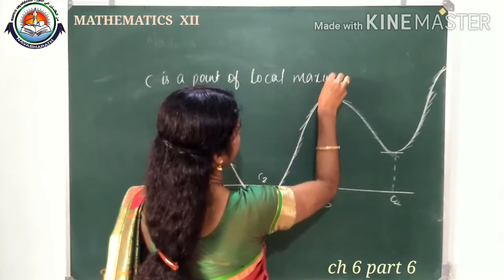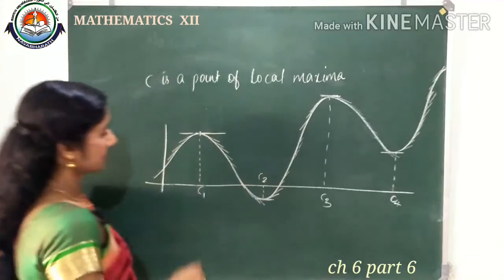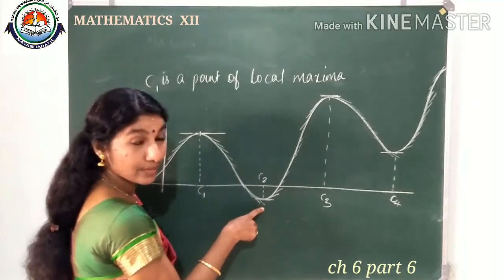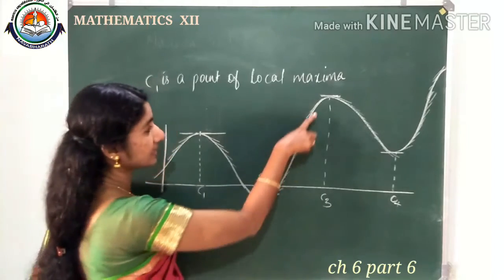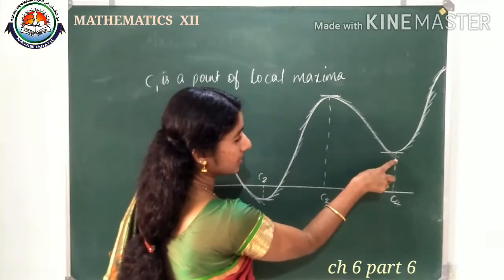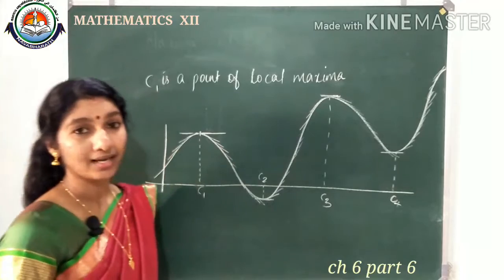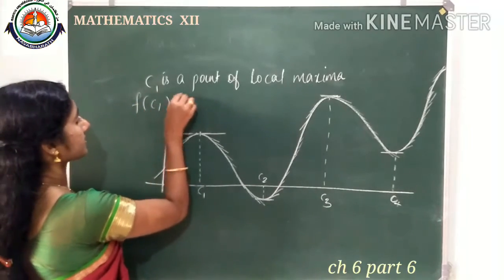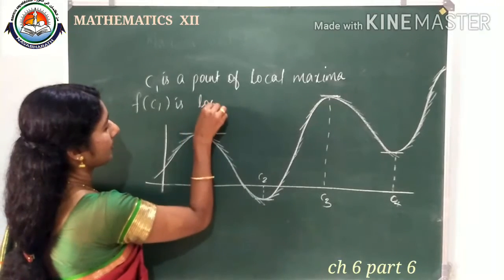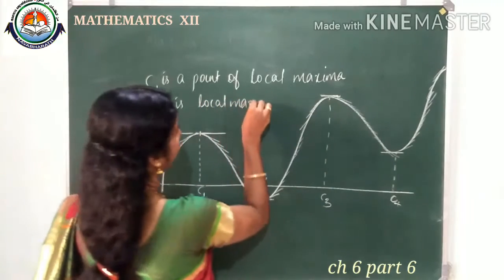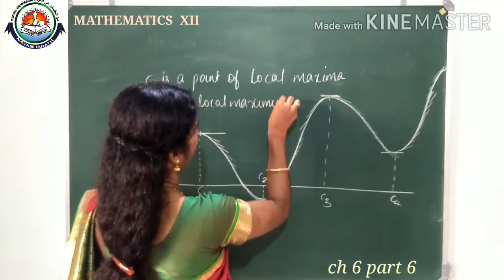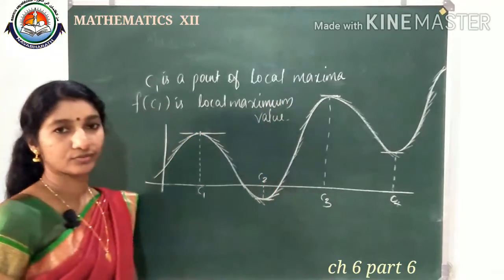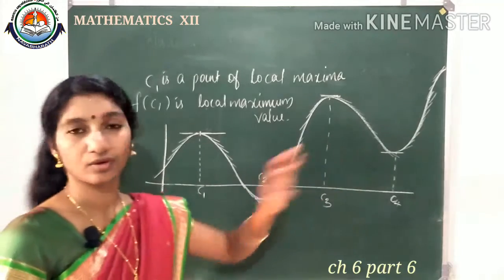Local maxima. C1 is a point of local maxima. C2 is a point of local minima. C3 is a point of local maxima. C4 is a point of local minima. Or we can say f of C1 is the local maximum value of this function. Like this we will call it for all C1, C2, C3, C4, all values.